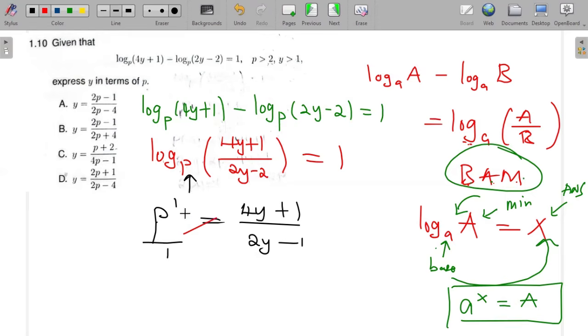I can cross multiply. If I cross multiply, I get 2py minus 2p is equal to 4y plus 1. I want to make y the subject of the formula, so I'll take all the y's to the left-hand side. So it will be 2py, and this one goes to the other side, so minus 4y is equal to, this one goes to the other side, giving me what?